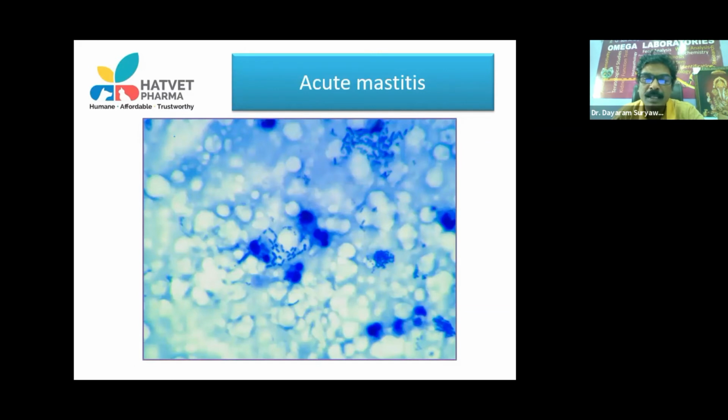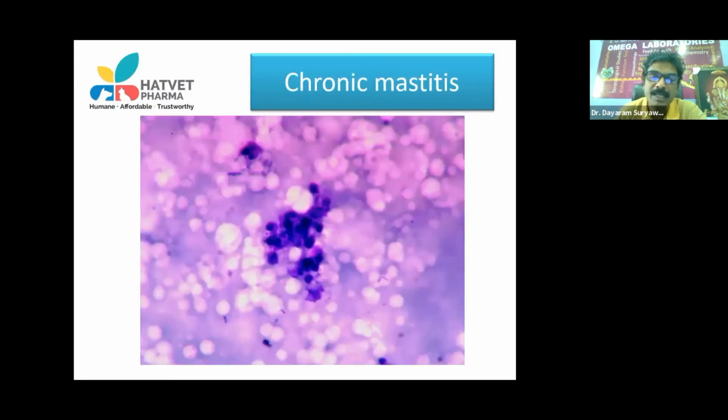Then sometimes there is a swelling of the mammary gland. Sometimes we are confusing it with the mammary gland tumor. So we can just make a smear of the milk, and we are getting the neutrophils. Then most of the bacteria can be demonstrated in the acute mastitis or the swelling of the mammary gland in the females. In chronic mastitis, the same thing is there. The neutrophils are replaced by the lymphocytes and macrophages, with the presence of some bacteria. So some bacteria are present in the cytological smears.